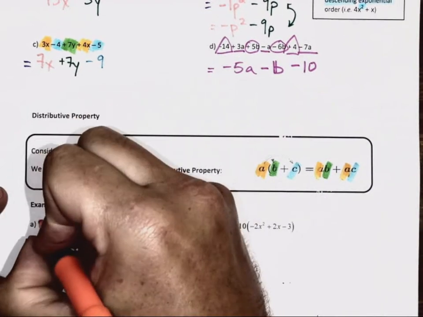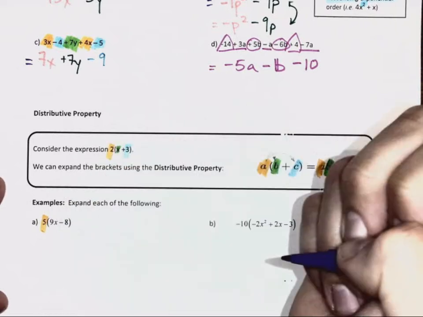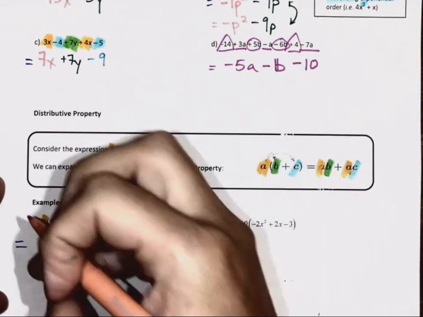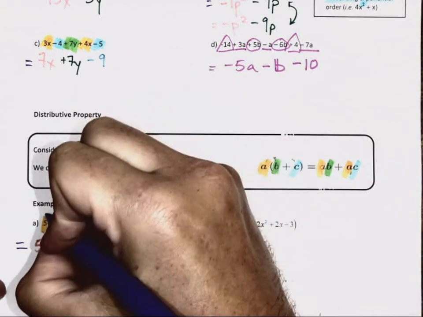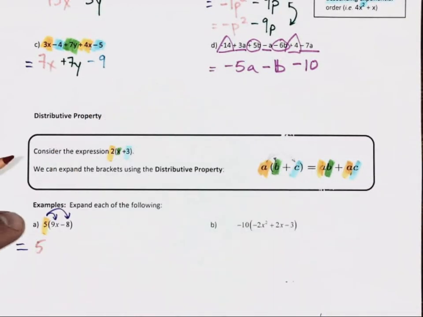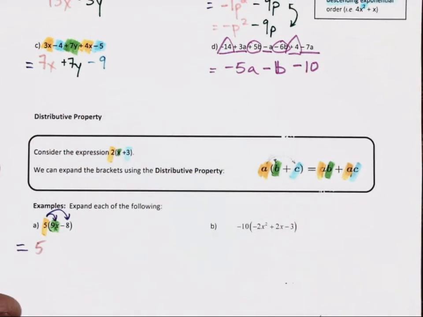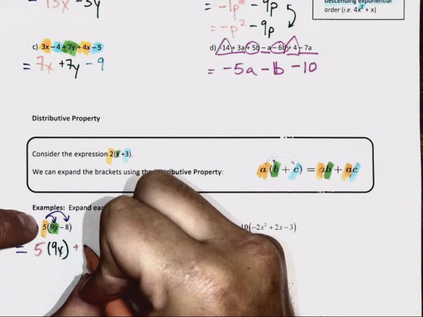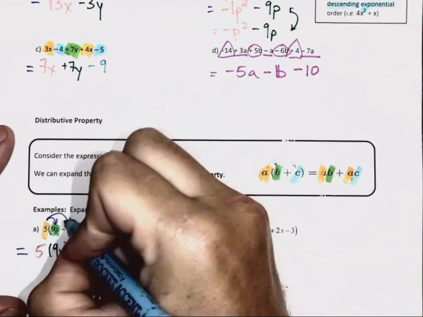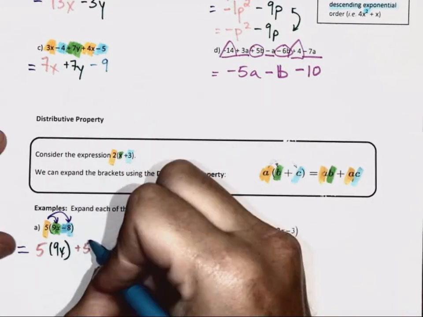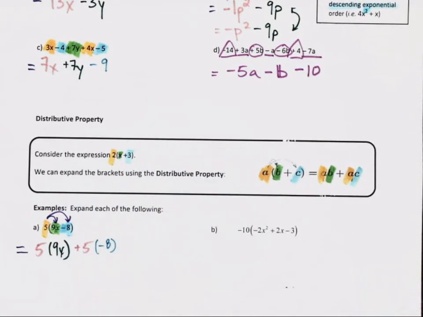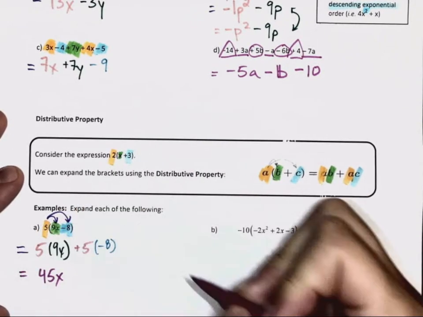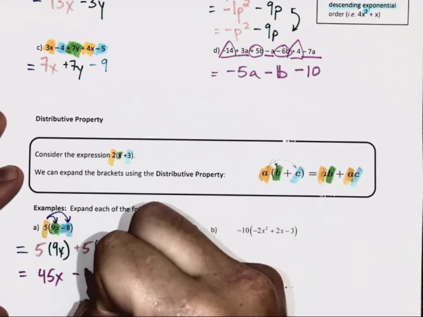So let's see. If I wanted to write it all out, again, expand the following. I'm going to start with an equal sign. I'm going to have 5, and it's going to get distributed, sprinkled in to 9x and to negative 8. So 5 times 9x and then that's a positive 5, so I'm going to have positive 5 sprinkled in times negative 8. Five times 9x, 45x's. 5 times negative 8, negative 40.